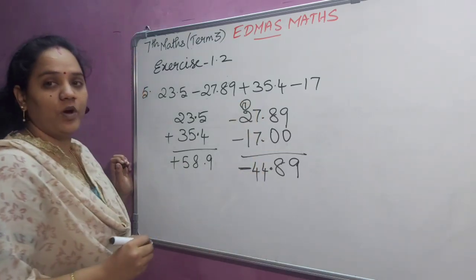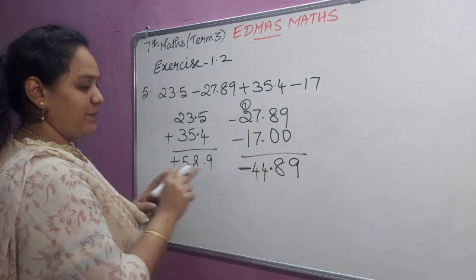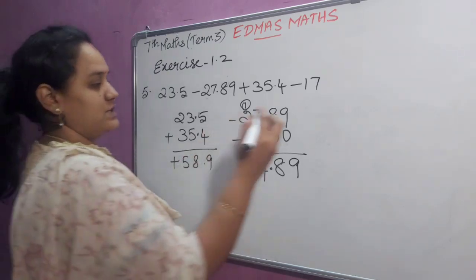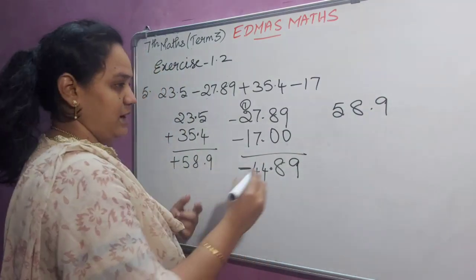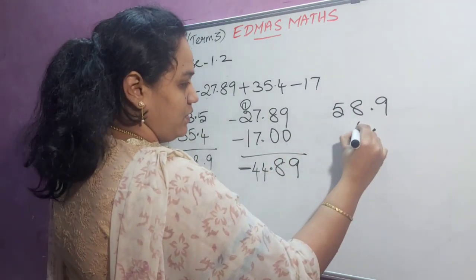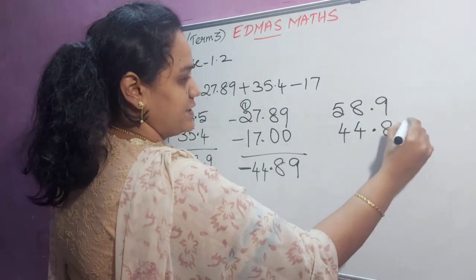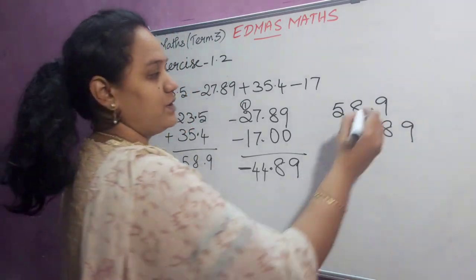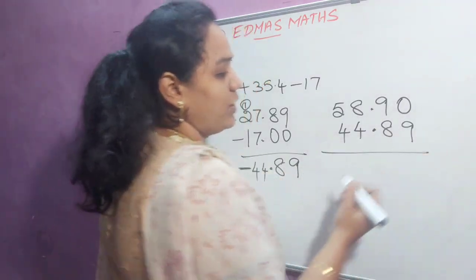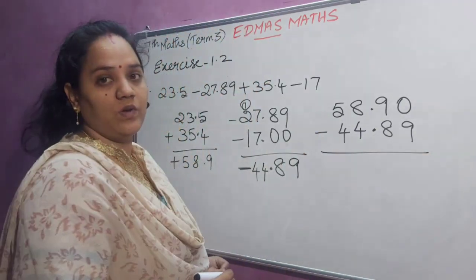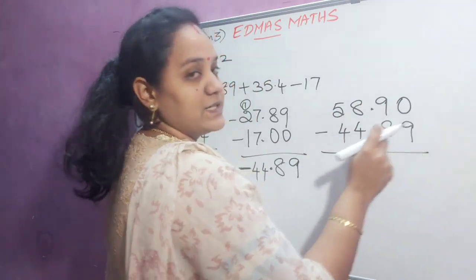So 4.89. Now we have a positive number and a negative number. We have to subtract. So 58.9 here and here 0.4489. Okay, for this digit we have to put 0. Now I am going to subtract. Okay, so from 0 we can't subtract 9.